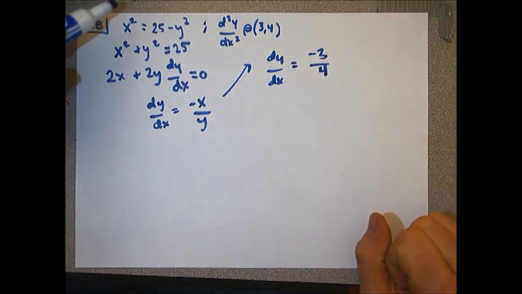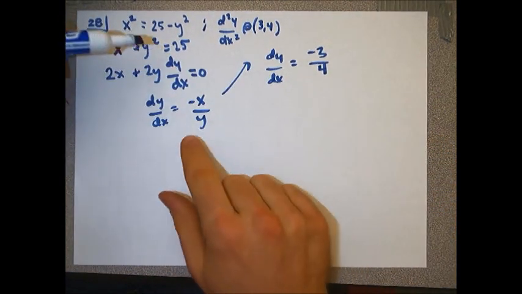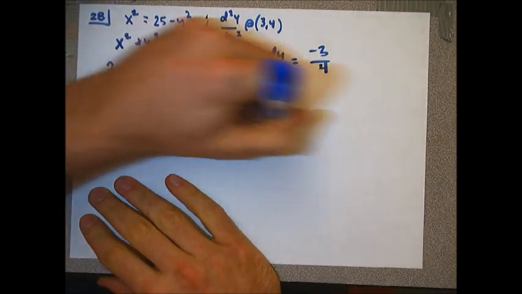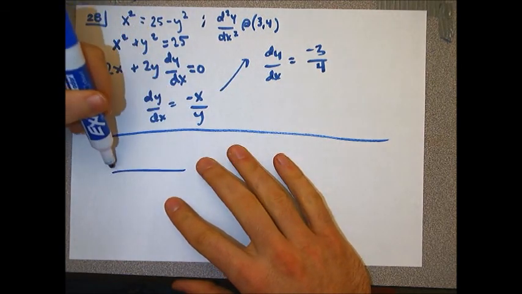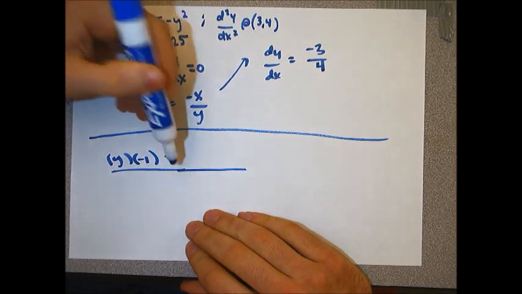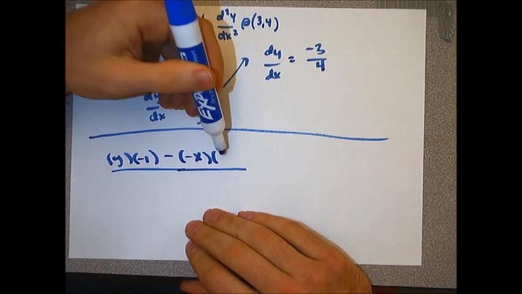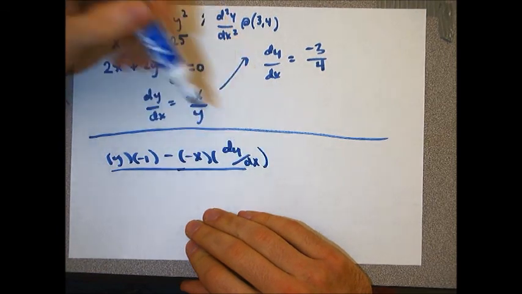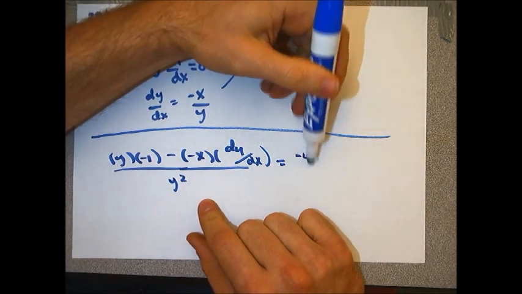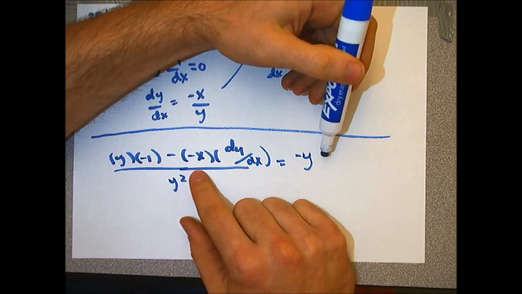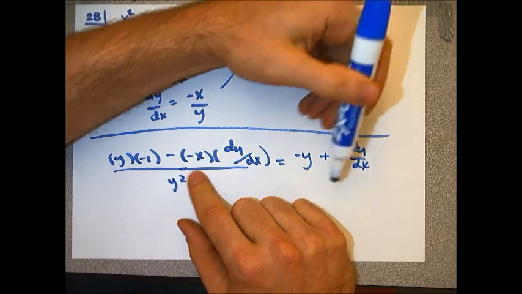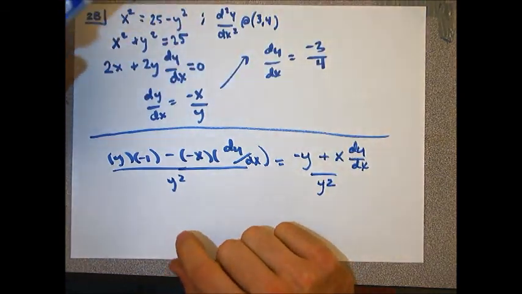The problem asks, though, for the second derivative. So to take the second derivative, you need to take the derivative of the first derivative. To do that, you need a quotient rule. Bottom times the derivative of the top minus top times the derivative of the bottom over the bottom squared. Simplifying is negative y minus a negative x, so plus x dy dx over y squared.